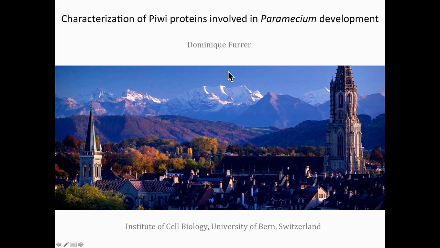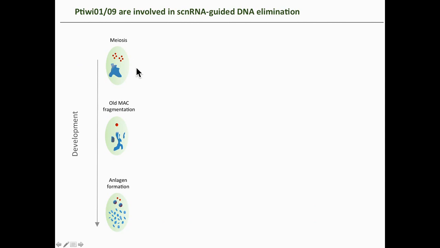Hi, everybody. Before I tell you about the Piwi proteins, I want to give you a really quick reminder about the small RNAs involved in genome rearrangement. The three cells here represent stages through development: when the MICs go through meiosis, when the old MAC fragments, and when the new anlagen are formed.